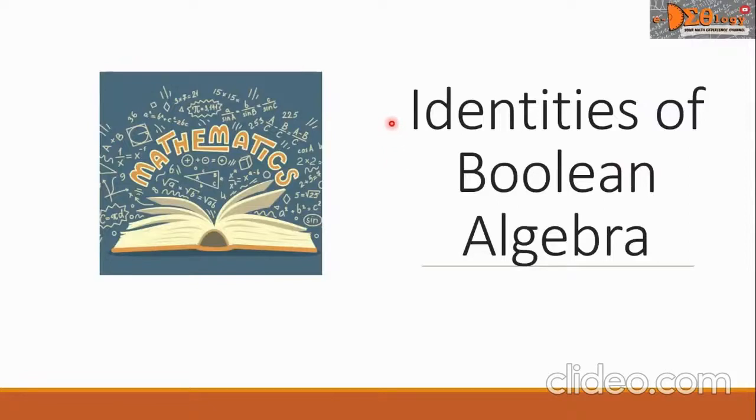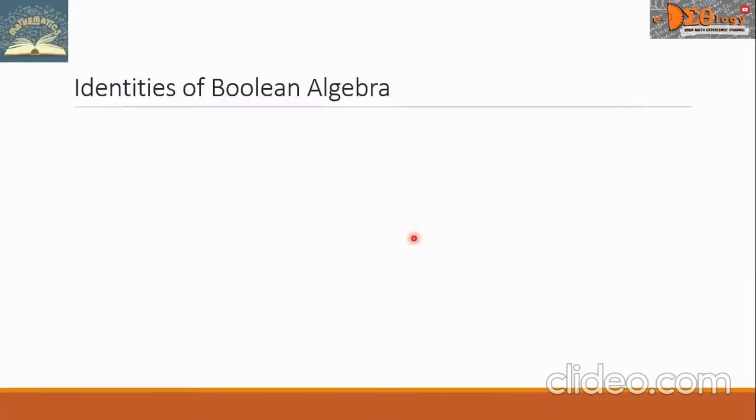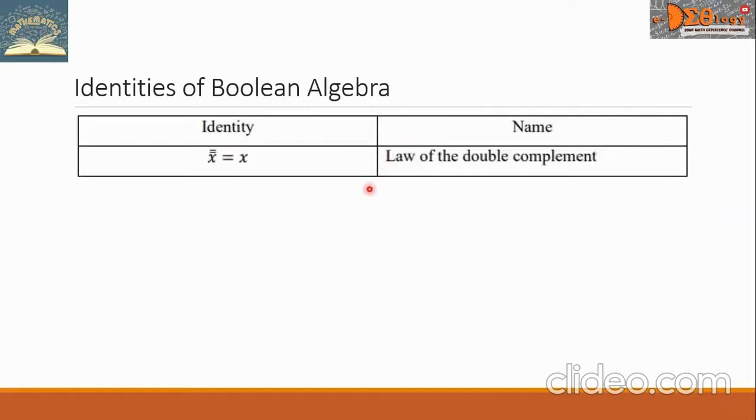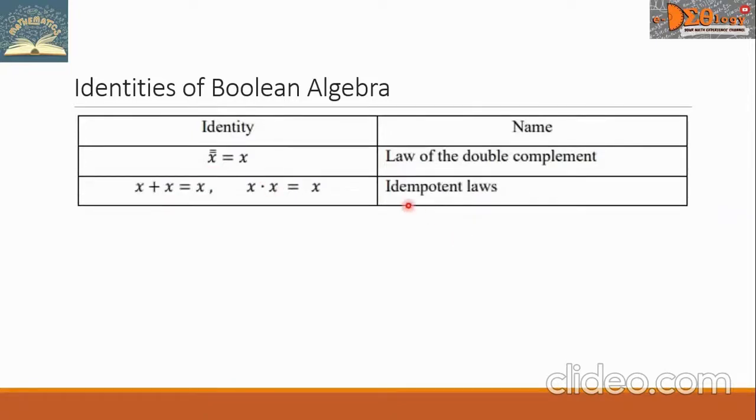Today, we're going to study identities of Boolean algebra. There are many identities of Boolean algebra. Here are the most commonly used. The first one is the law of the double complement. And this is x double bar equals x. Idempotent laws. There are two parts. x plus x equals x. Another one is x times x equals x.